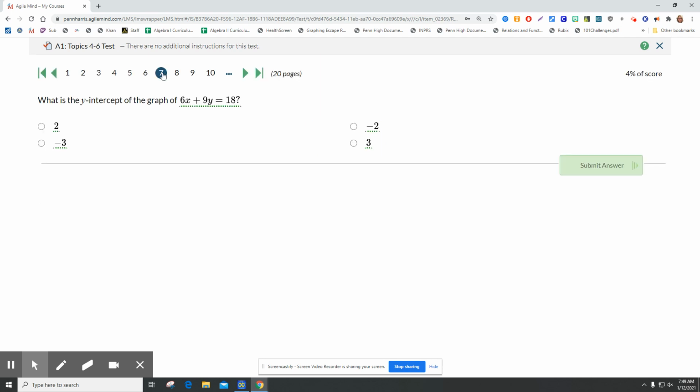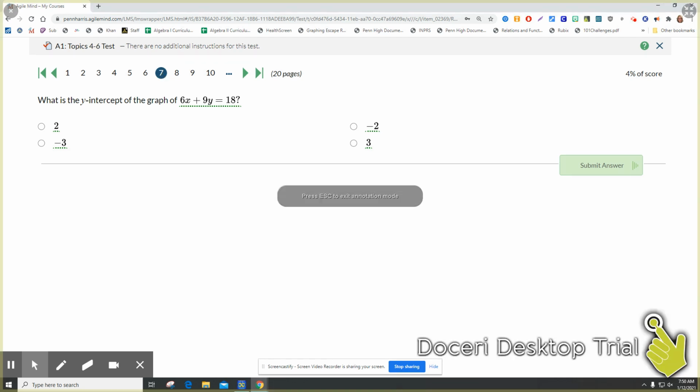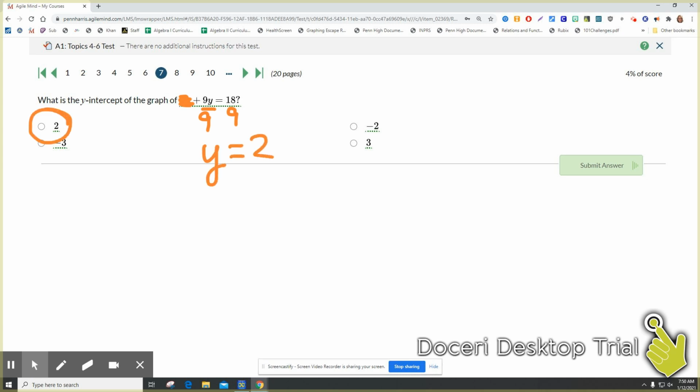Number 7, what is the y-intercept of this graph? Well, guys, if you remember correctly, to find the y-intercept, all we got to do is cover up that x and then solve. So 9y equals 18, divide both sides by 9, and we get that the y-intercept is 2.